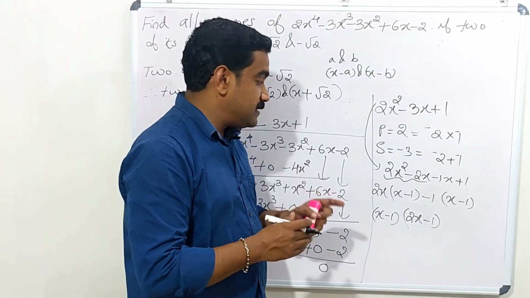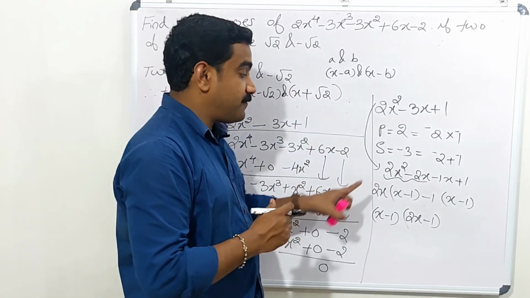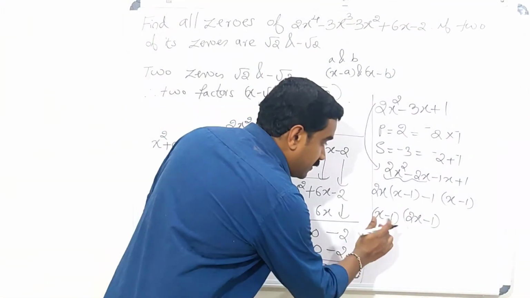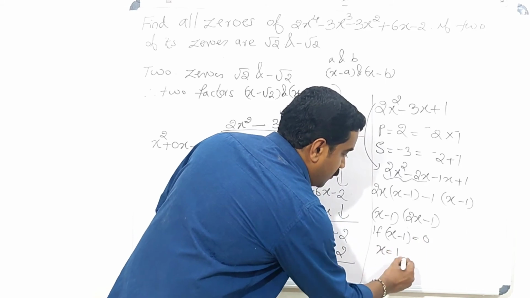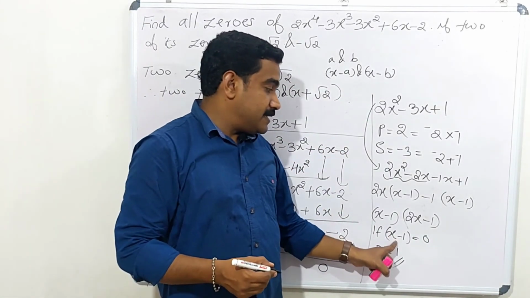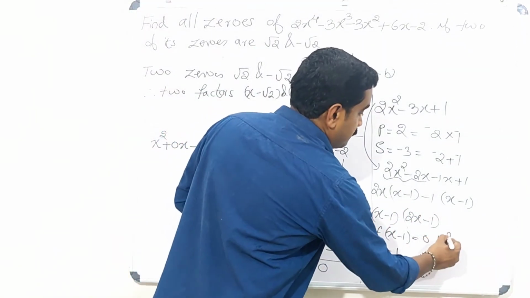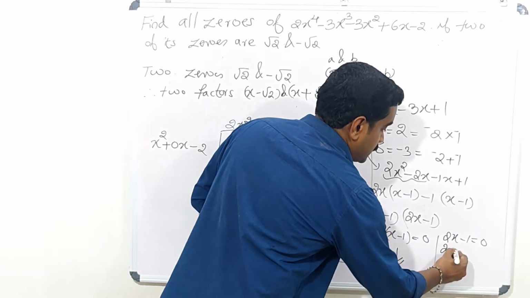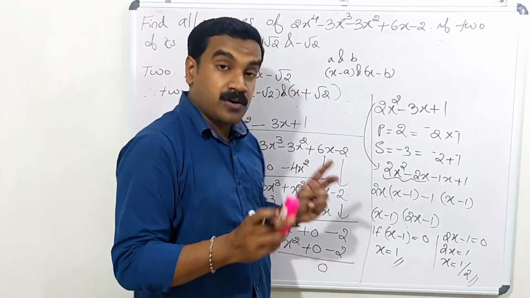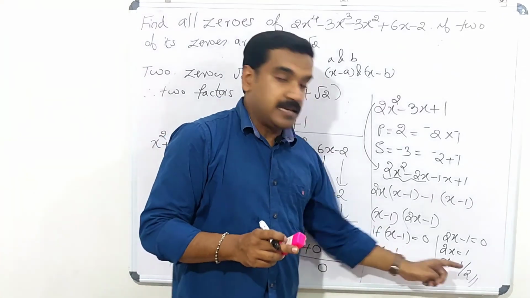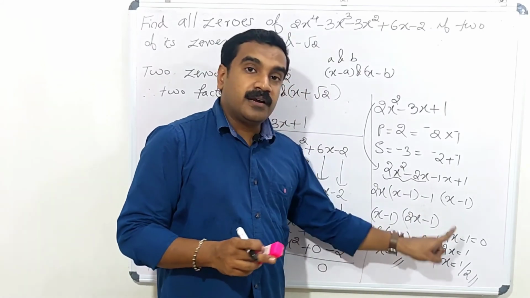Next step is very easy. Equate each factor to 0 and find the value of the variable. If x minus 1 equals 0, you will get the value of x as 1. If you equate 2x minus 1 equal to 0, you will get 2x equal to 1, x equal to 1 by 2. Now you got two more values for x: x equal to 1 and x equal to 1 by 2.